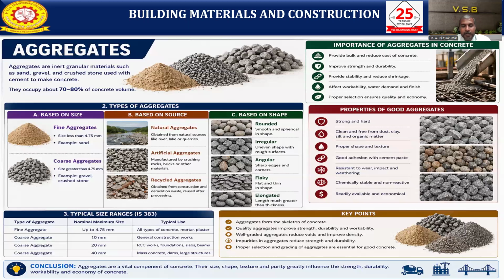So what are the key points we learned about aggregate? Aggregate forms the skeleton of the concrete structure. Good aggregate improves durability and strength and increases workability. Well-graded aggregate reduces voids and improves density, while impurities in the aggregate reduce strength as well as durability. Proper selection and grading of aggregate are essential for good concrete. Aggregate is a vital component of concrete. Its size, shape, texture, and purity greatly influence the strength, durability, workability, and economy of the concrete.